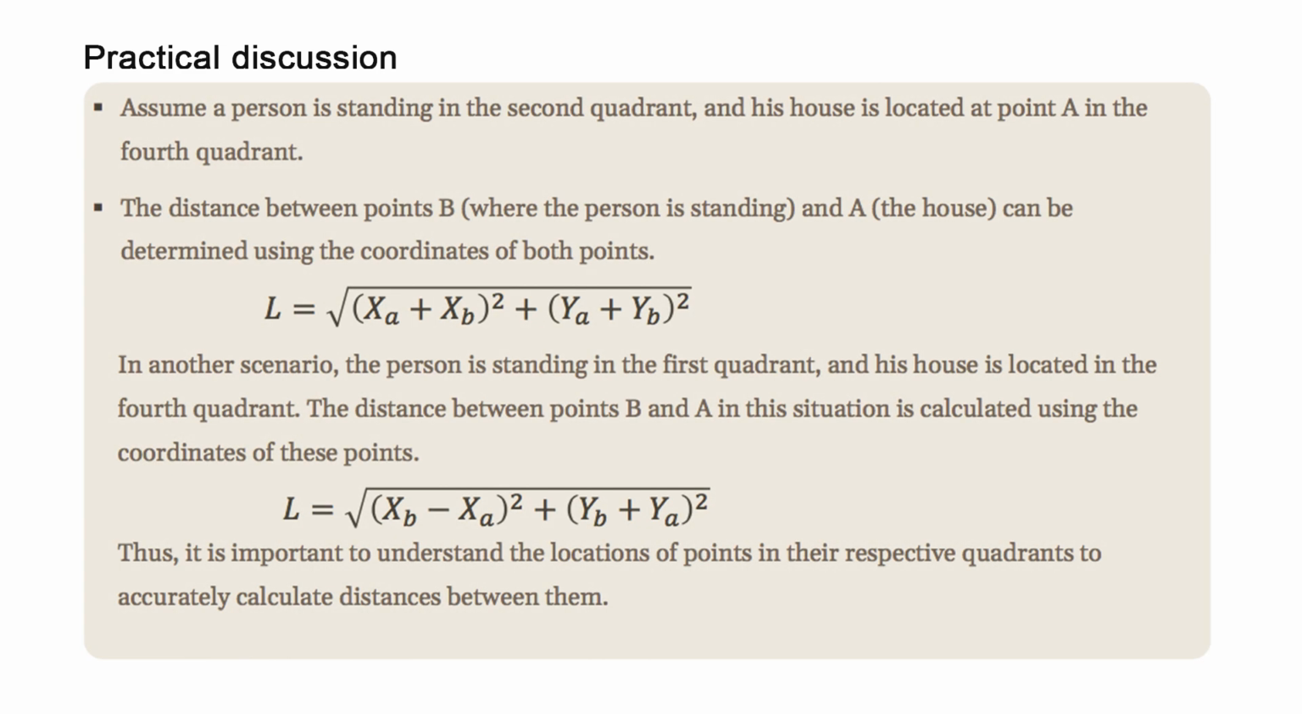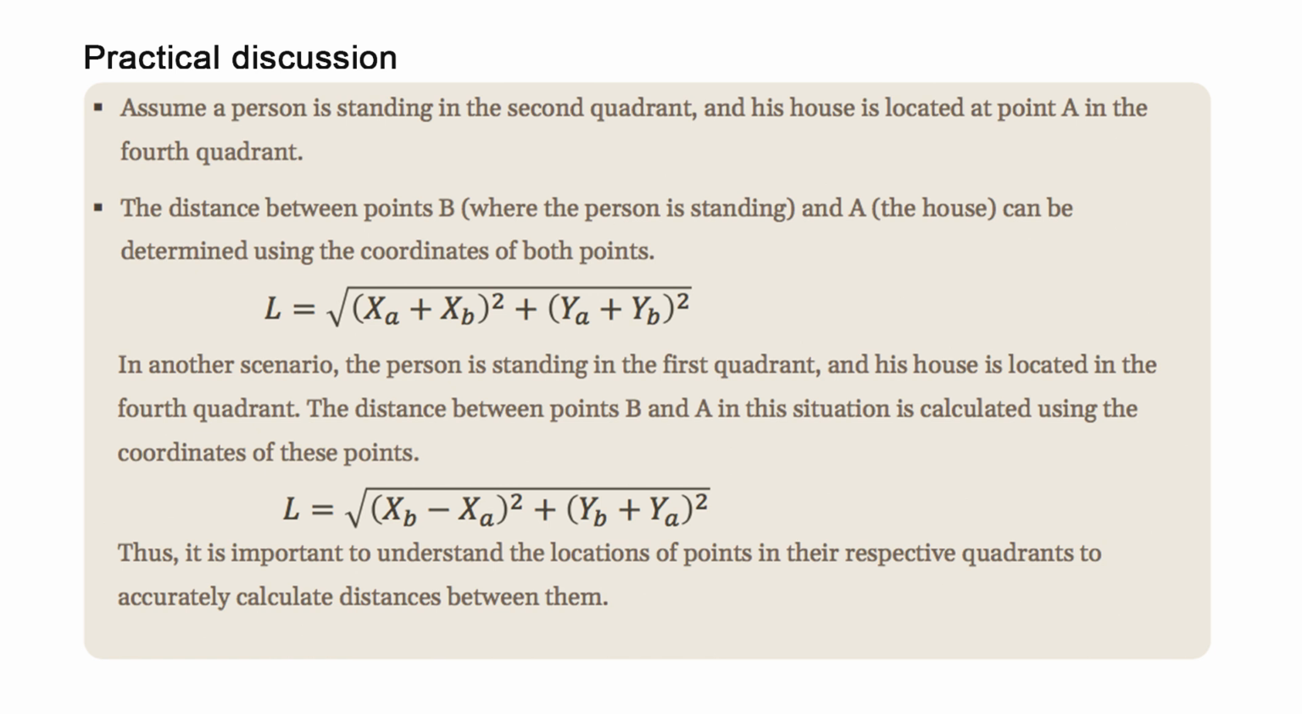To make this even easier and more practical, let us consider an example. Imagine a person standing in the second quadrant and his house is located in the fourth quadrant. We can determine the distance between where the person is standing, that is point B, and his house, point A, using the coordinates of these points. The formula of the distance L is L equal to root of XA plus XB the whole square plus YA plus YB the whole square.